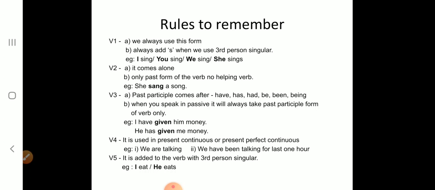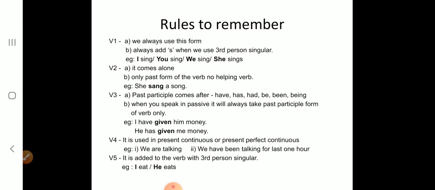V3 is the past participle form of verb. Now past participle comes after have, has, had, be, been and being. Now when you speak in passive voice, it will always take the past participle form of verb only. For example, I have given him money. Now given is the past participle form of the root verb give. Give, gave, given.